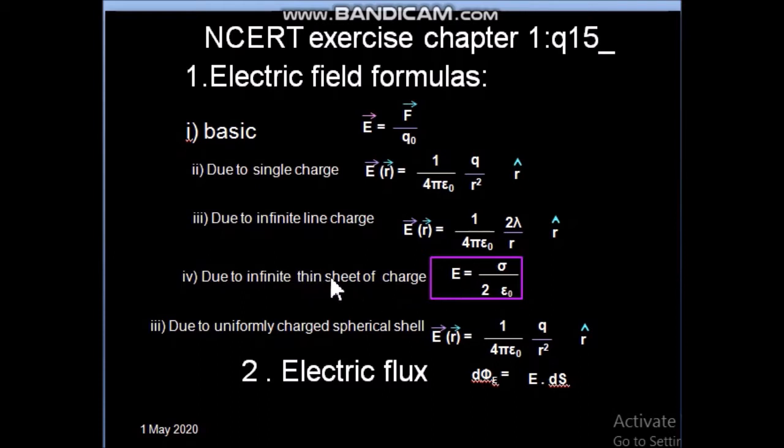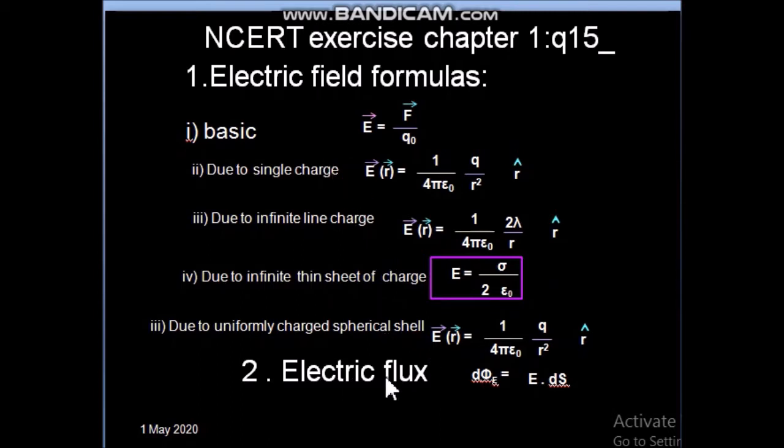Fourth formula, due to a sheet of charge, the electric field is sigma upon 2 epsilon 0 for a thin sheet. If a thick sheet is there, then this 2 will not appear in the formula, only sigma upon epsilon 0 will be there. Then next formula, due to a uniformly charged spherical shell, the electric field outside is kq upon r square. Now these are the electric field formulas till now which we have derived for different systems.